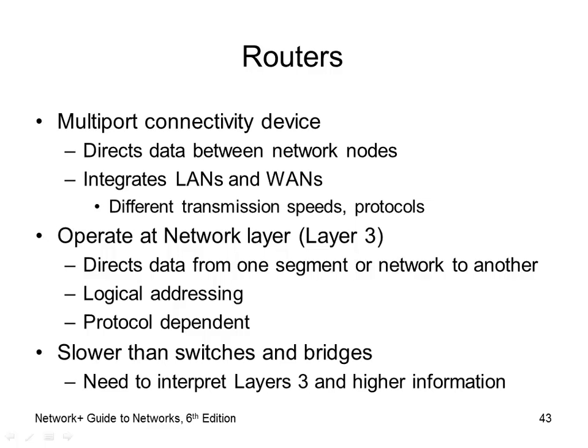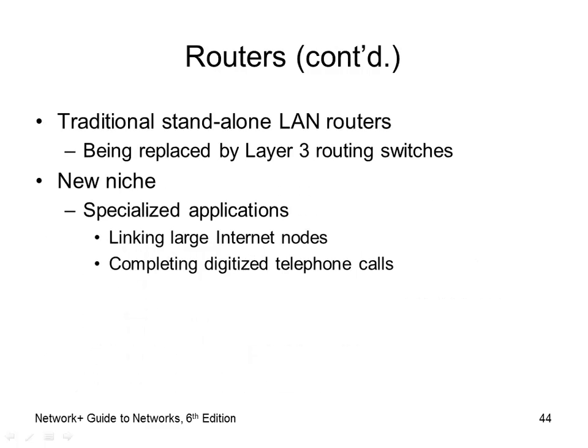They're protocol dependent. Routers are slower than switches and bridges, though, because they've got to read the layer 3 data. So not only do they have to read the MAC address out of the packet, they got to look further into it and read the IP address out of the packet. Routers are being replaced by layer 3 routing switches in traditional standalone networks.